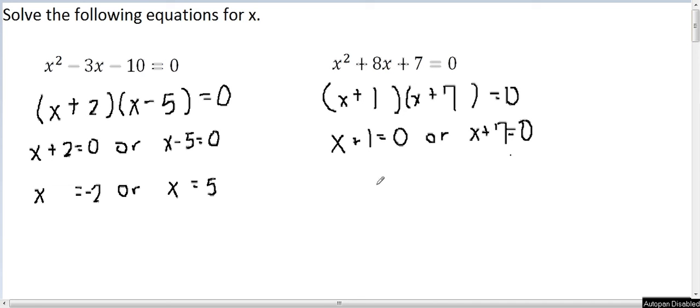And now we need to solve each of these linear equations for x. We subtract 1 from both sides of the first equation, which gives us x is equal to minus 1, and we can subtract 7 from both sides of the second equation and get x is equal to minus 7. So the two solutions to the second equation, x squared plus 8x plus 7 equals 0, are minus 1 and minus 7.